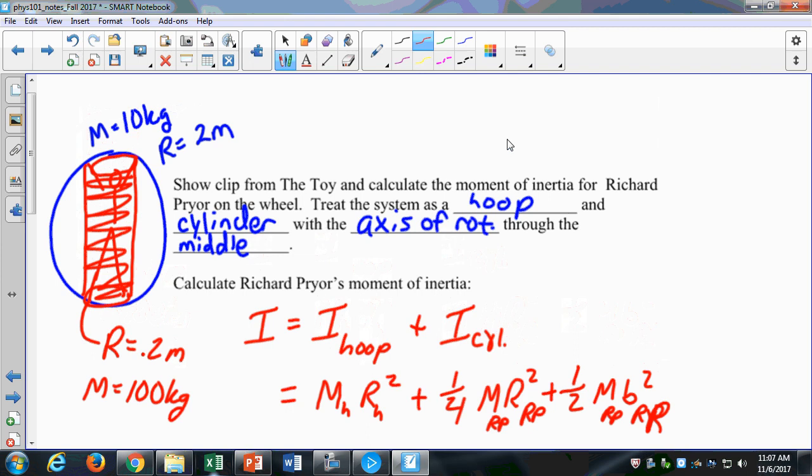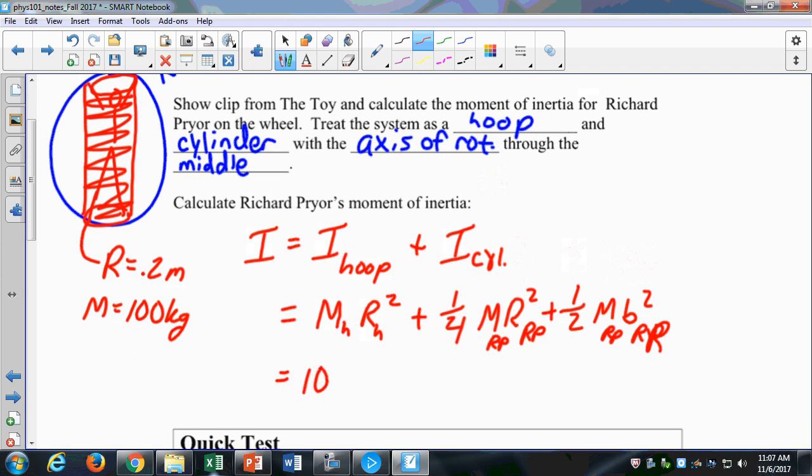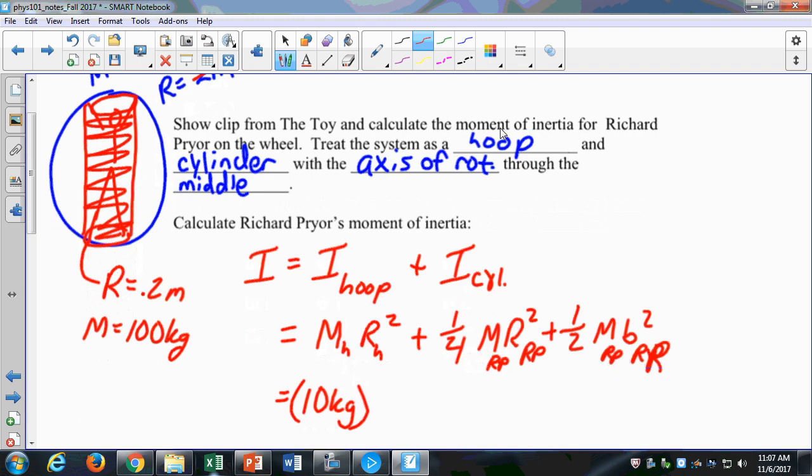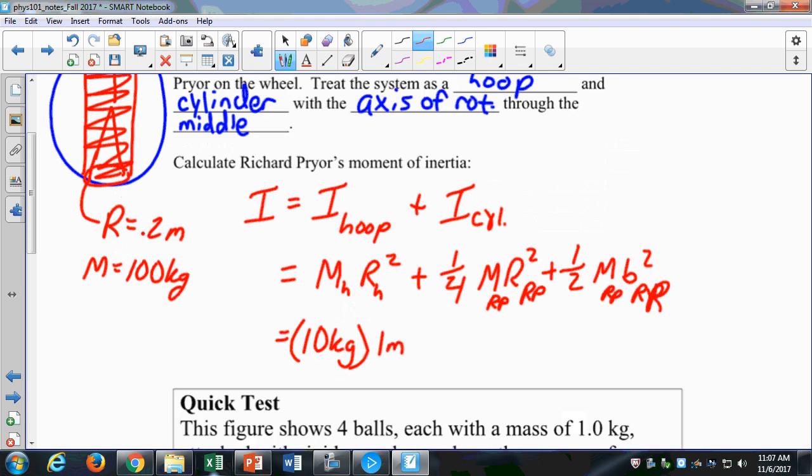It's going to be the mass of the hoop, which we said was 10 kilograms, times the radius of the hoop. Well, I said it was 2 meters. Actually, the diameter is 2 meters. We'll say that the radius is 1 meter. I'm getting that because Richard Pryor is about 6 foot tall, and so the hoop is about that height as well. So the radius of the hoop, we'll say, is 1 meter, squared, plus a quarter of 100 times 1 meter.